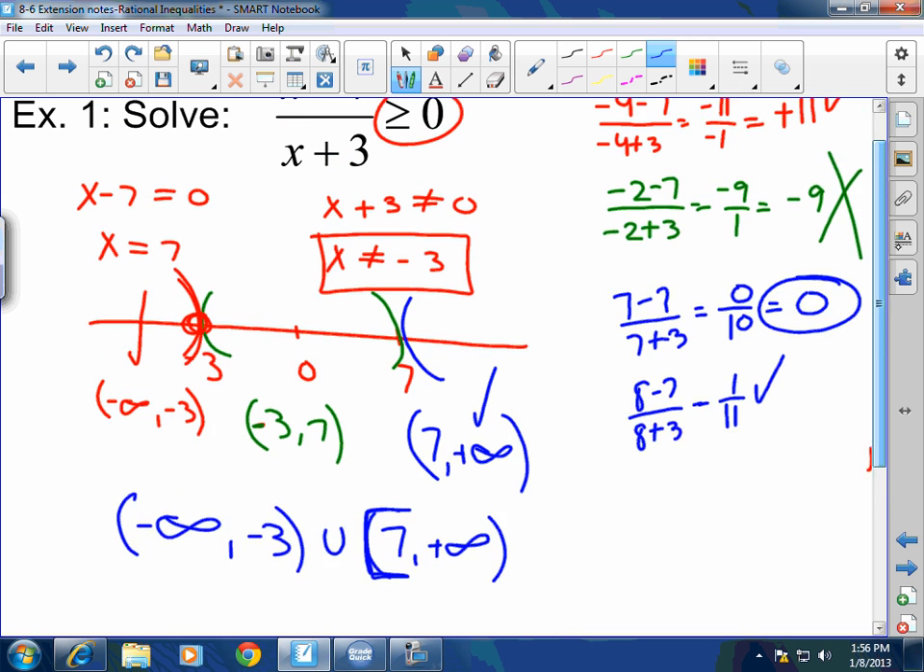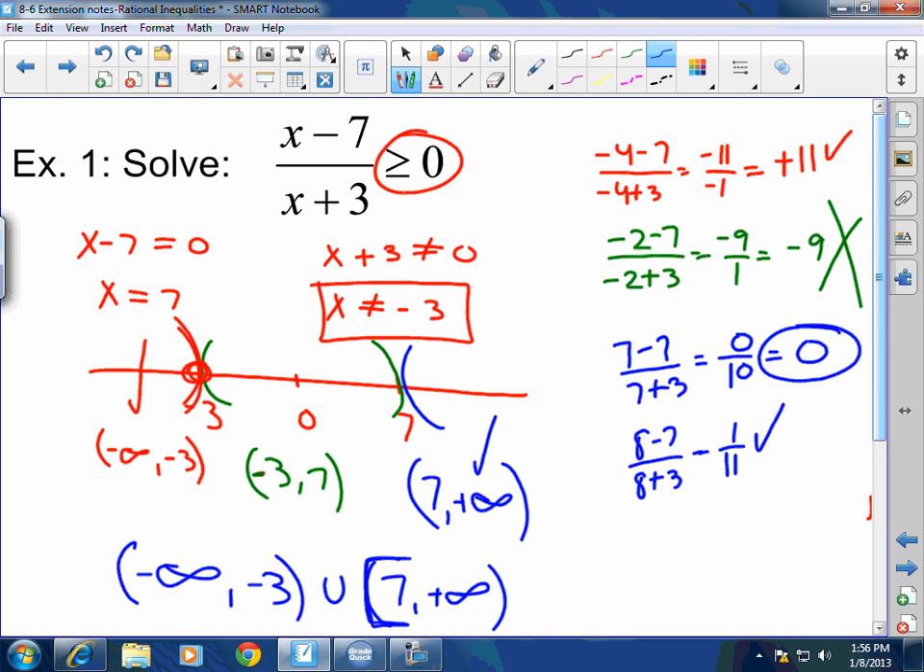No, because negative 3 is undefined. When I plug negative 3 into here, my brother, negative 3 plus 3, that equals 0. And you can't have a denominator there like that.